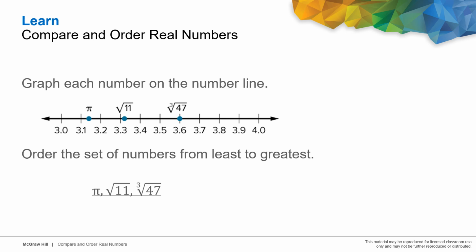All right, so here we just put those approximations on the number line. 3.14 will go between 3.1 and 3.2. The square root of 11 is close to 3.3, and the cube root of 47 was around 3.6, and that's all you got to do, right? Put them on the number line in their approximations. You don't have to be exact, you just have to be close. You just got to get close enough.